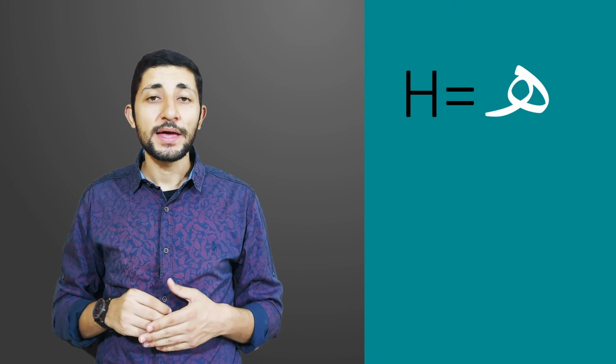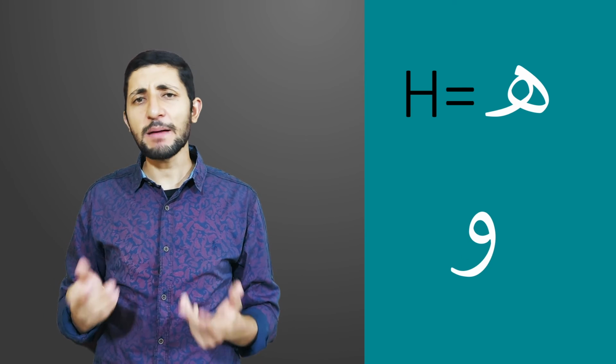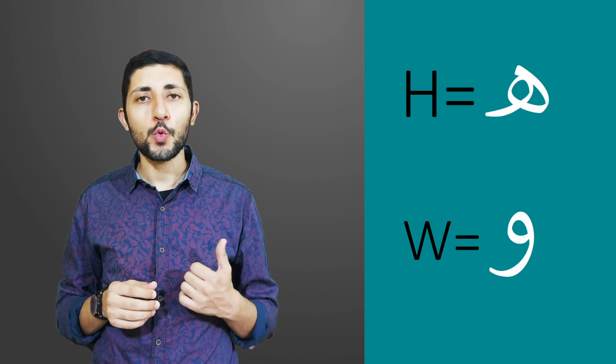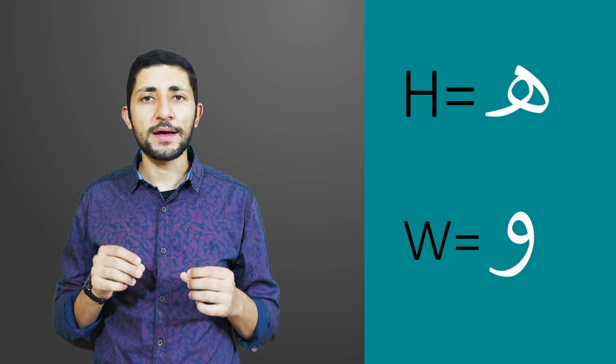Okay? The following looks like this, and we pronounce it He, like the H sound in English. He. The next one, We, just like W in English, looks like this. We. And the last letter in Arabic looks like this, and we pronounce it as Ye, like the Y sound in English. Ye.